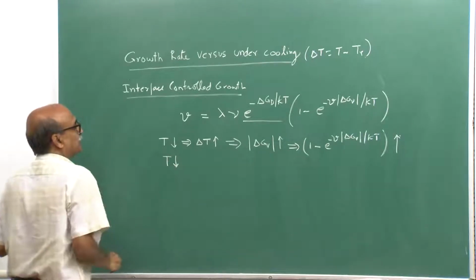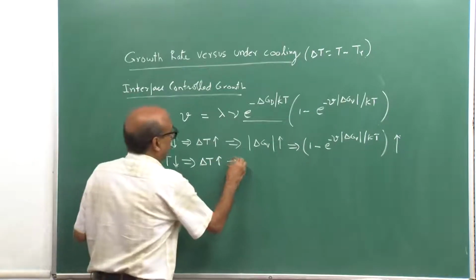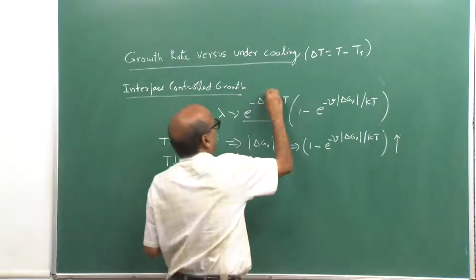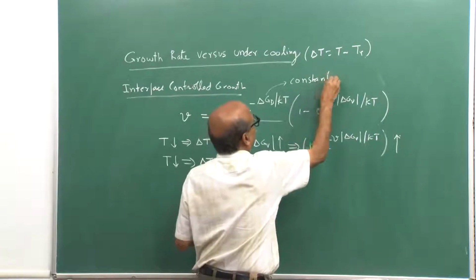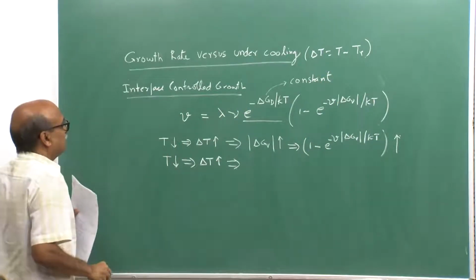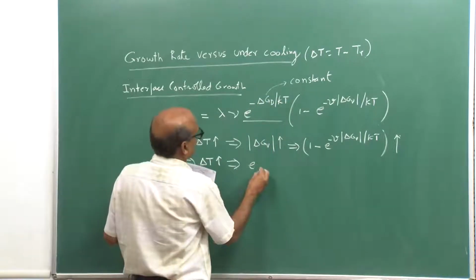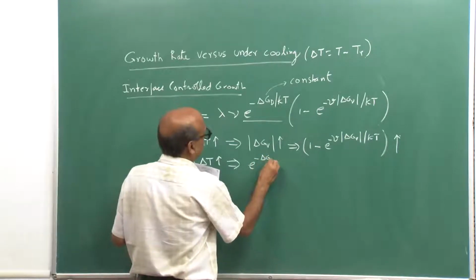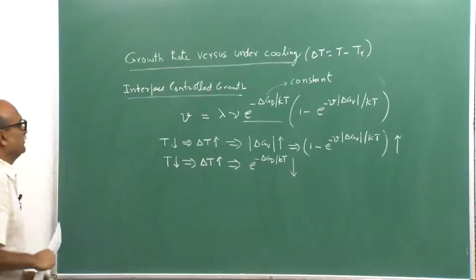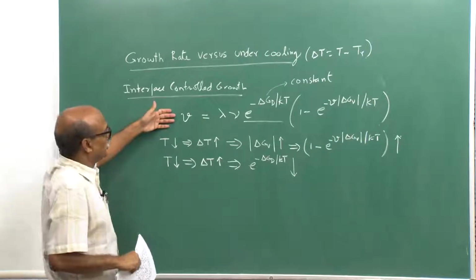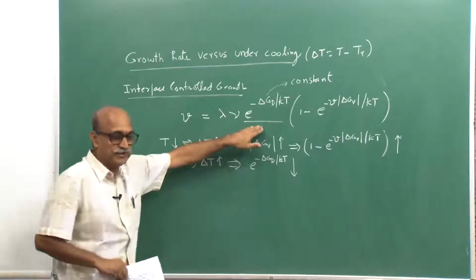If I look at reducing temperature, increasing undercooling, it is fair to assume that delta Gd is fairly constant, then increasing temperature in the denominator term here would result in this exponential term e to power minus delta Gd by Kt to go down. So, here also, as in the case of nucleation, we have two terms. With increasing undercooling, one term increases, the other term decreases.